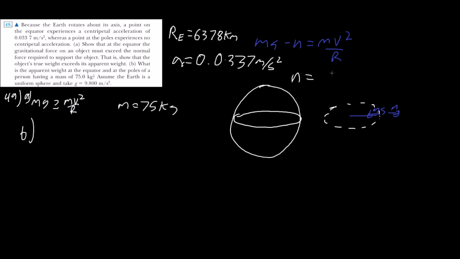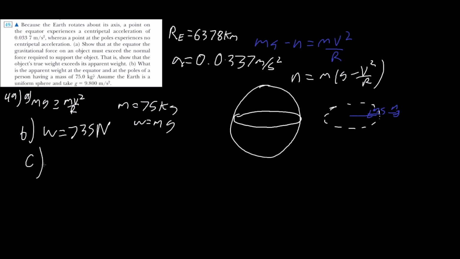So the weight here would have to be mg minus v squared over r. This is going to be the weight. It's all going to be dependent on that. But we're going to let the centripetal acceleration be 0. And let's just say that mg, the weight here, would have to be, so remember, the weight here is going to be the mass times gravity, and that's going to be 735 newtons.